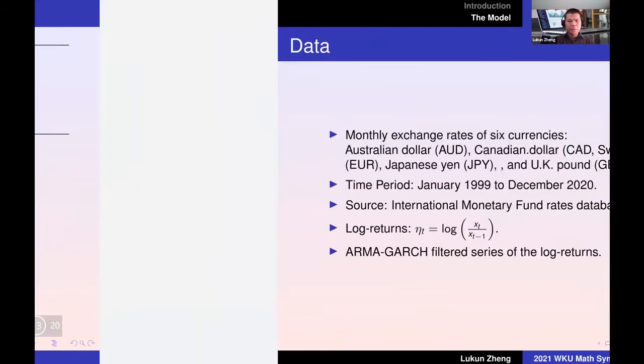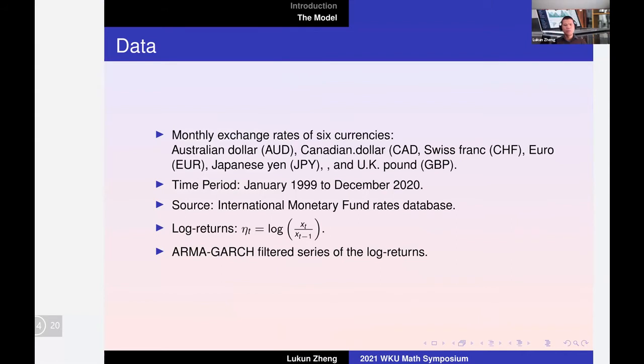Now I will show some empirical results, the major findings we have through this study. The data is the monthly exchange rates of 6 currencies: Australian dollar, Canadian dollar, Swiss franc, the euro, Japanese yen, and the UK pound. These are all the units of these currencies per US dollar.